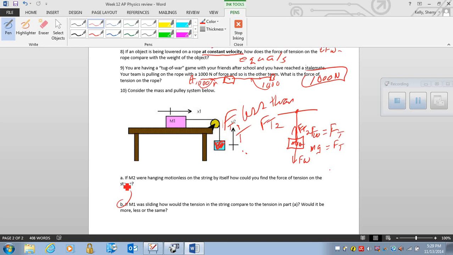Okay, B asks us what would be the tension on this string now. So understand that no longer is this mass just hanging here and the only force on it is the weight force. There's now another force acting up, due to that sliding mass. And because of that, and being directed away, the tension on there is actually going to be less than if the mass was just hanging.